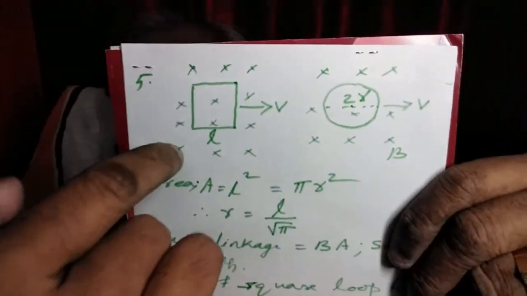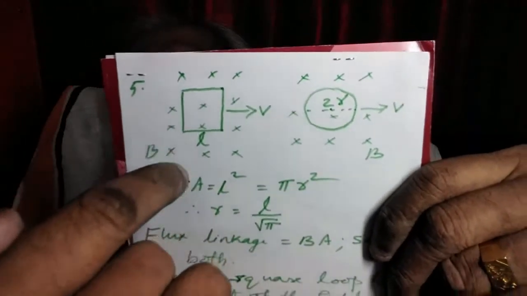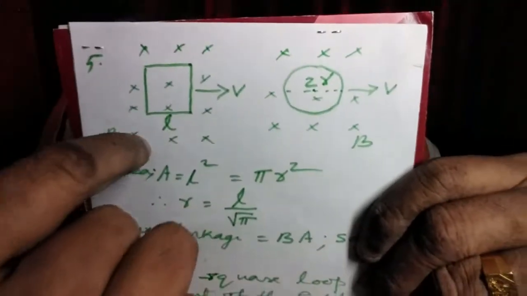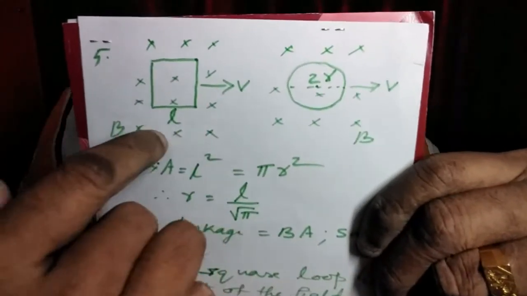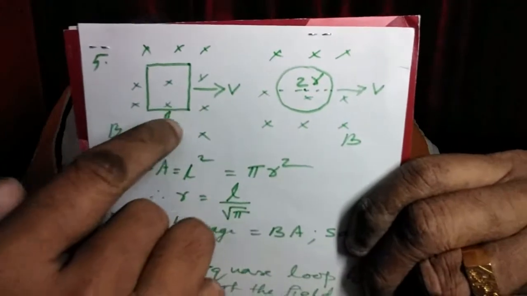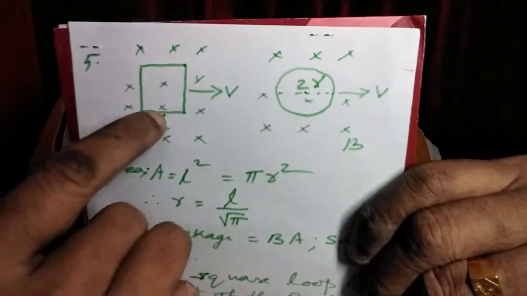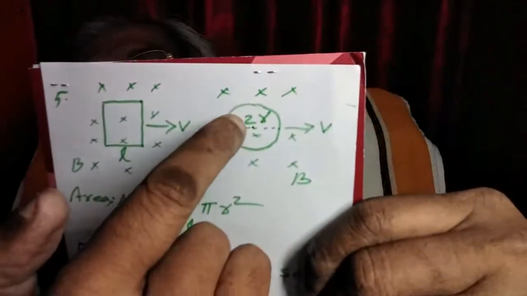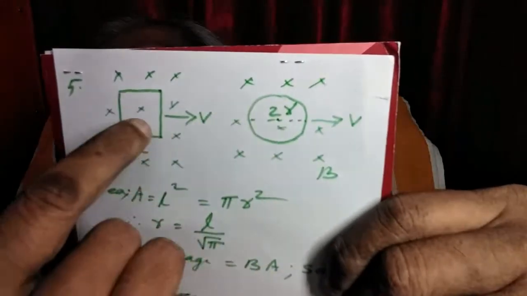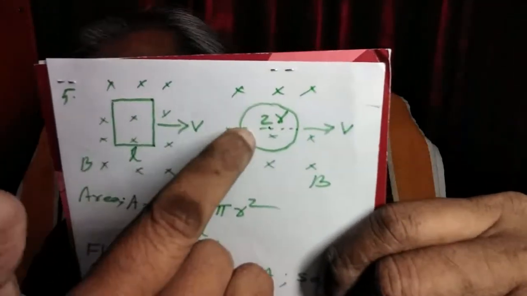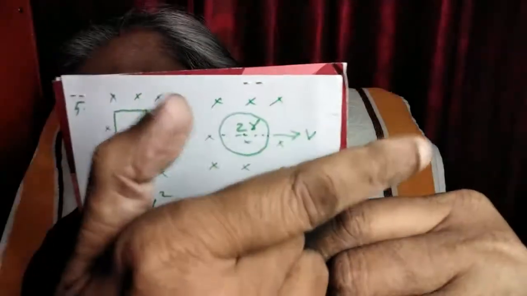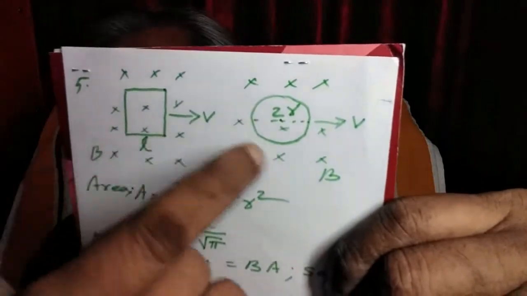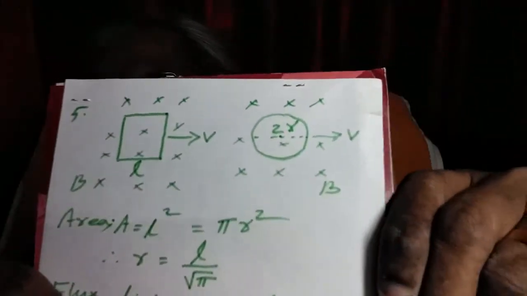Here magnetic fields are shown to be perpendicular to the paper and directed into the plane of the paper. That is why we are representing the field by crosses. This is a square loop. This is a circular loop. Both have the same area and both of them are moved out of the field. Then induced EMF will develop. Will they be equal? That is the question.